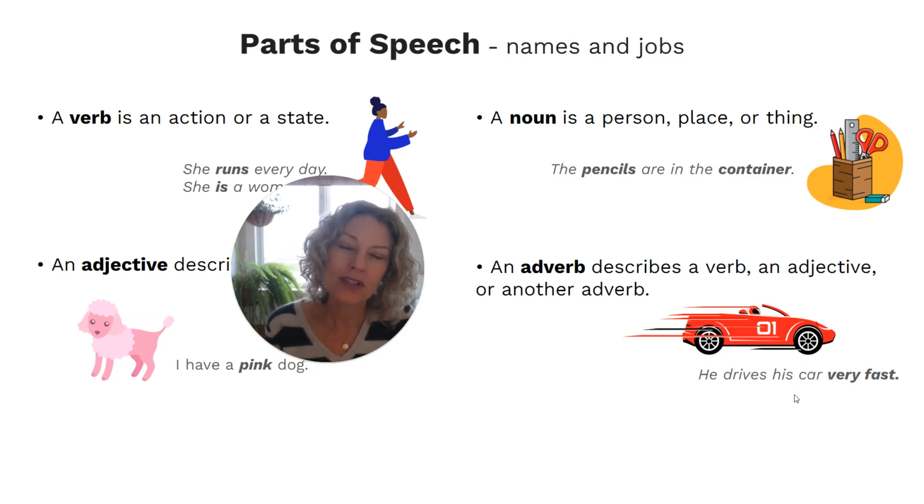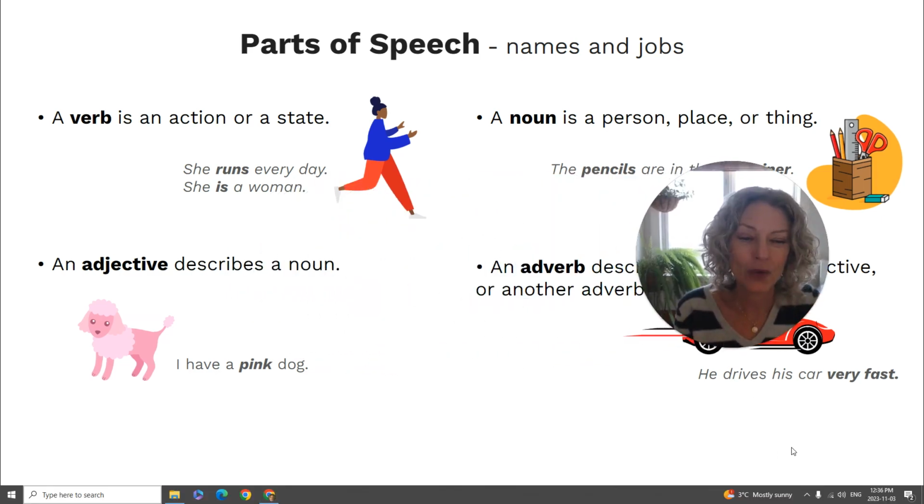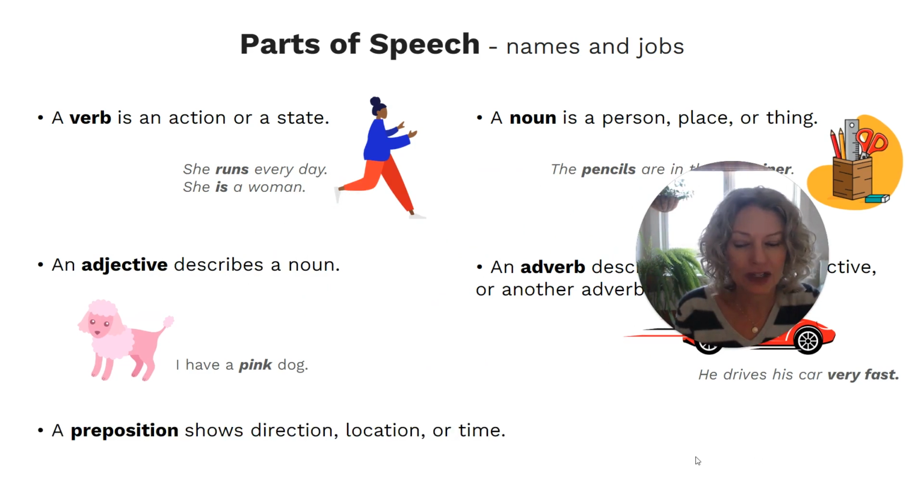We could also say it's a very red car. In that case, the adverb would be describing an adjective. So adverbs, just remember their main job is to describe verbs, but they can also be used to describe adjectives and other adverbs. And then finally, we have prepositions.